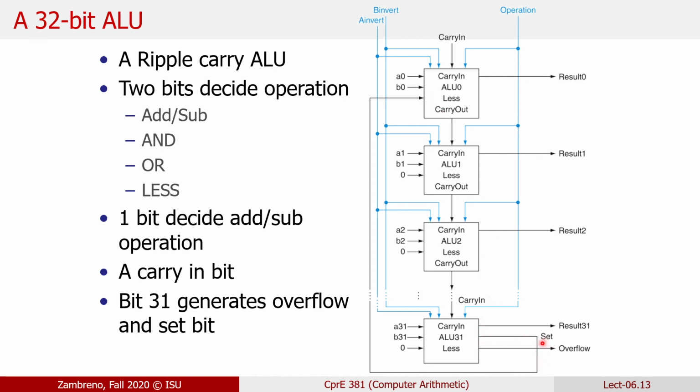You could call that signal set, as they do in the design for the textbook. Call it result of an add operation was negative, and that's what we're connecting back into that least significant bit for our ALU there.